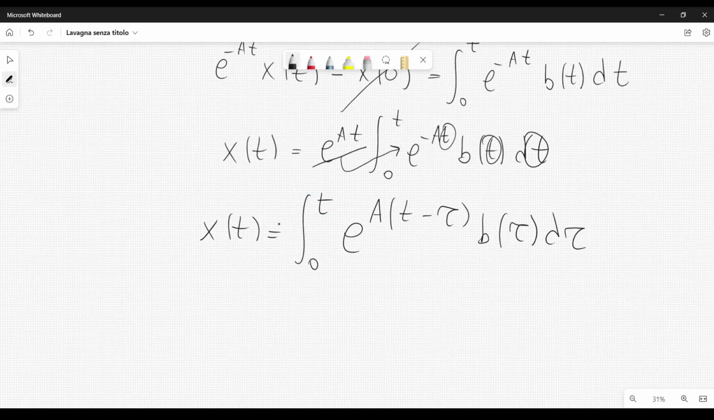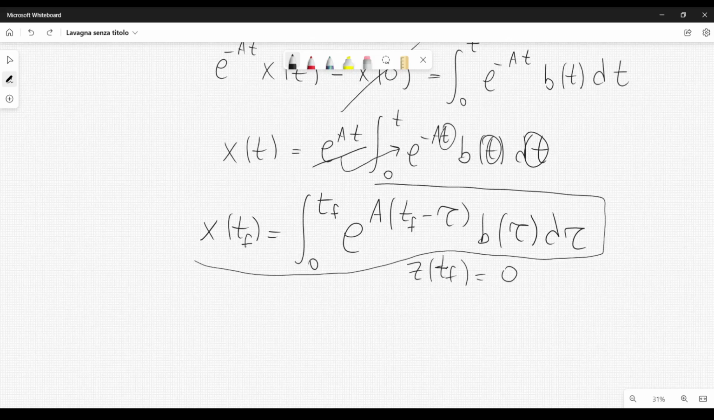And if we want, we can also calculate this x of t at time tf instead of t. What is tf? tf is the final time where the projectile will touch the ground, let's say. So it will hit the ground. So the coordinate z of tf will be 0 by definition. We don't know yet what tf is. We have to calculate it.